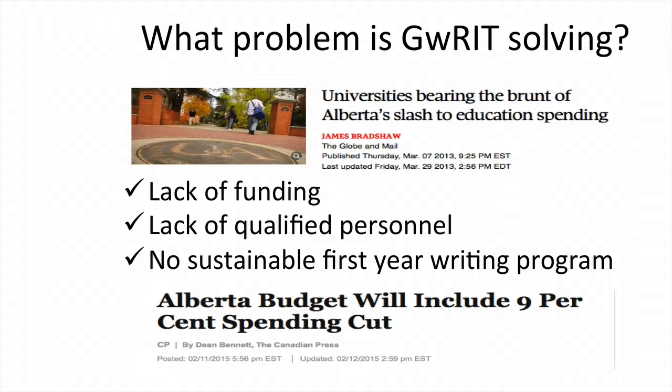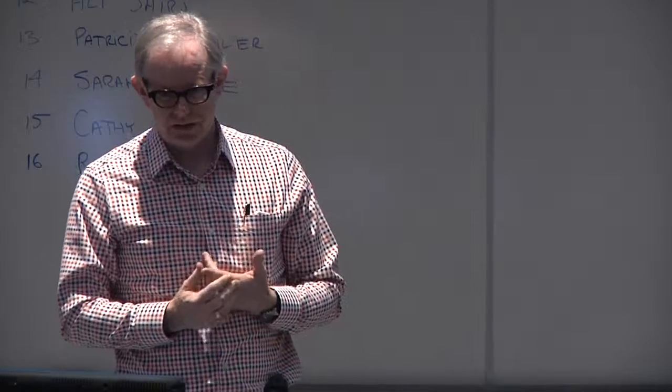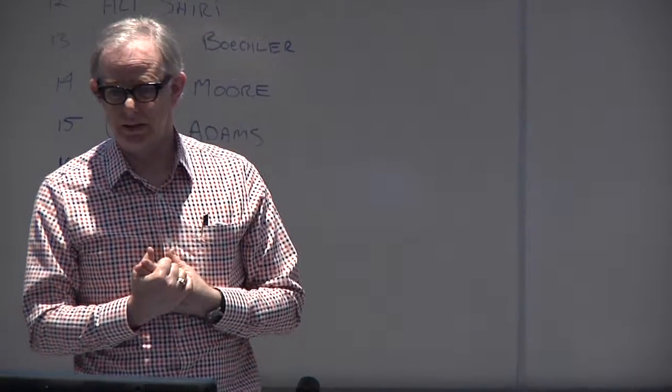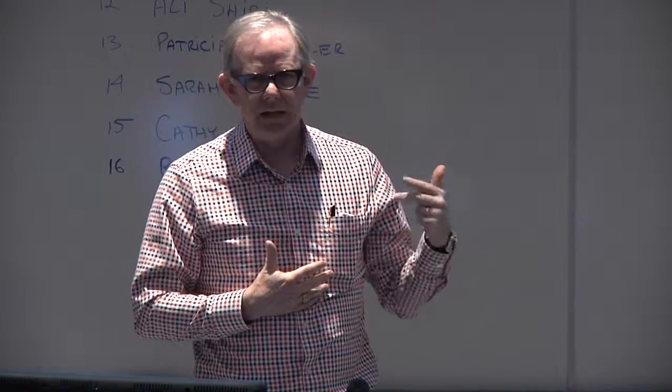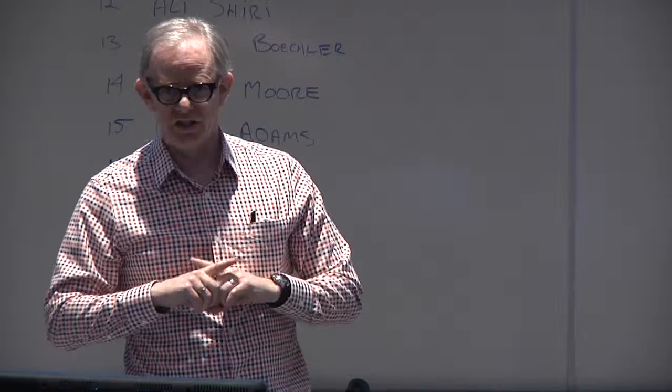Why are we doing this? As you know, our budget has gone down at this university for teaching by about $80 million in the last 3 years. So part of the problems we have is not being able to run writing courses at a 20 student limit. To solve that, what we're trying to do is centralize course development. So all the stuff that's involved in the course is already pre-done. And then the other key component is the labor of giving formative feedback. We're trying to disperse that.